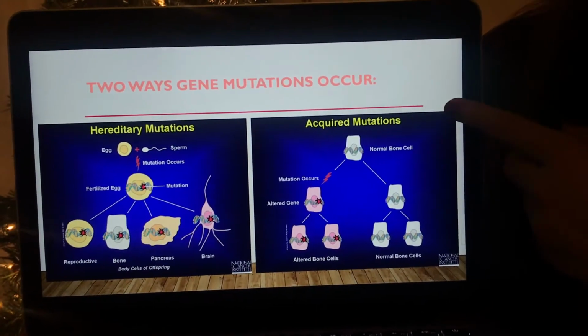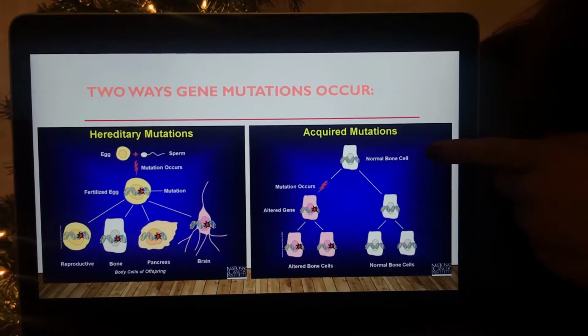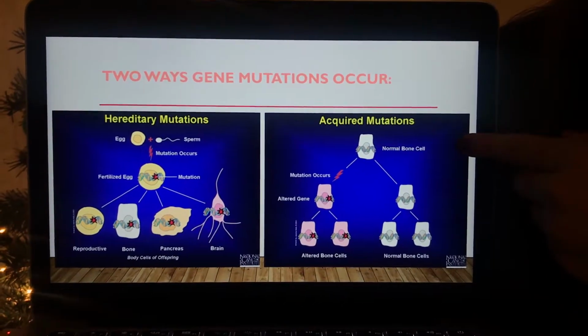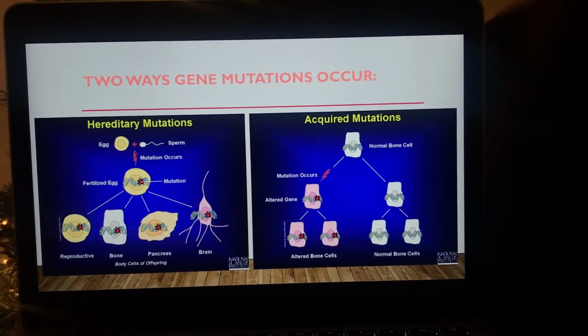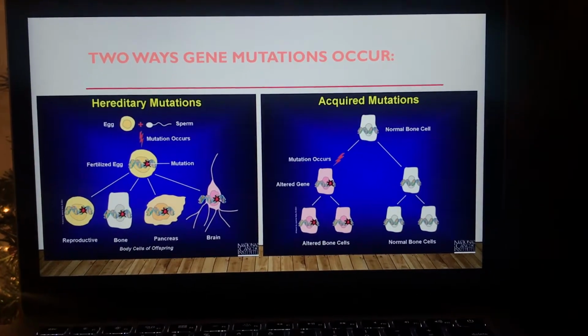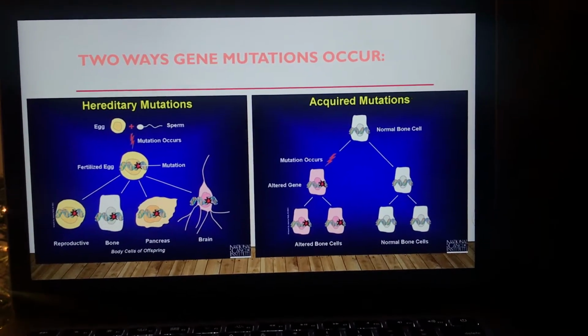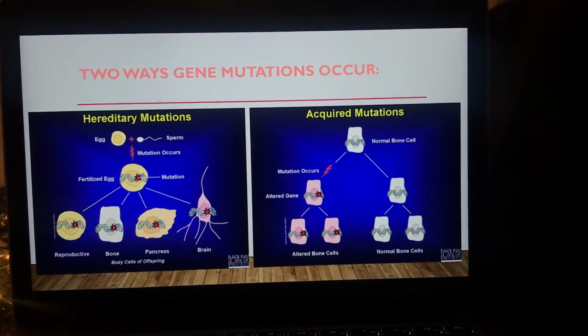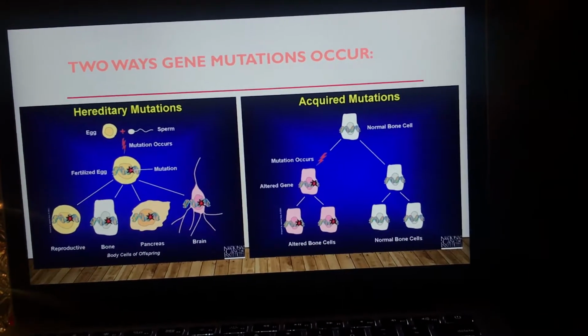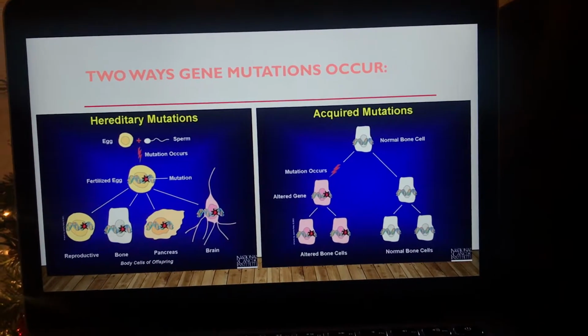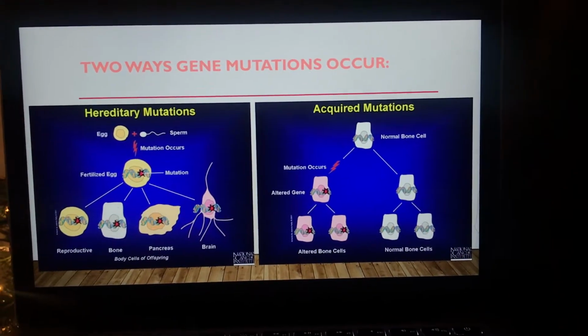The difference with acquired mutations is that you could be living a normal, healthy life, and all of a sudden there is some type of mutation that occurs in the DNA process that causes the cells to be abnormally altered and cause things like cancer, which is one of the biggest examples of an acquired mutation.